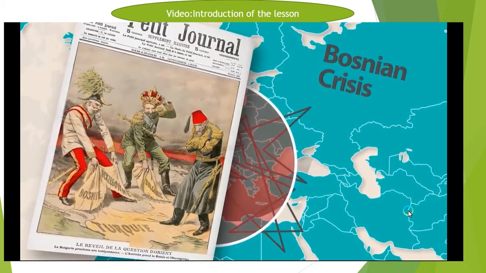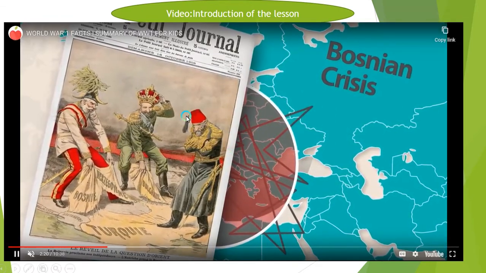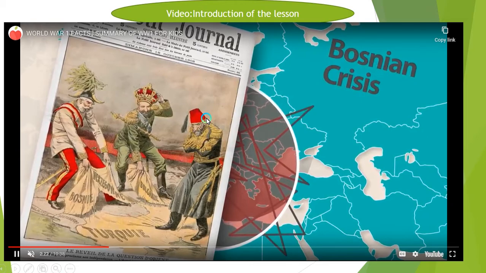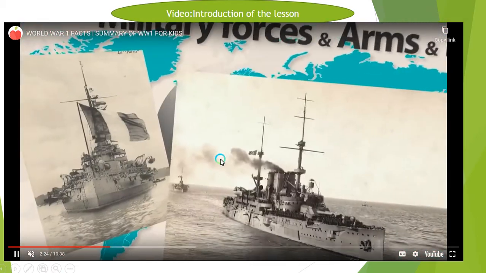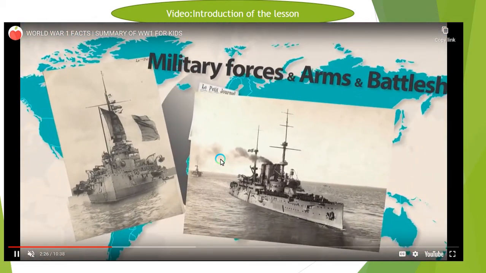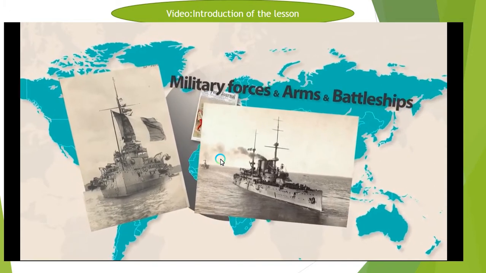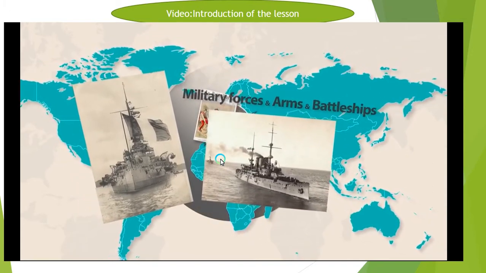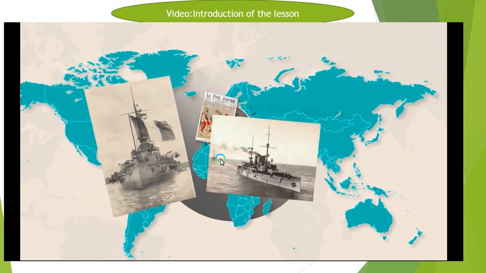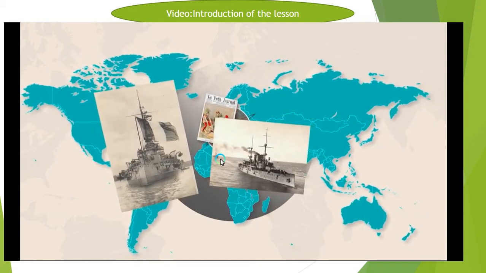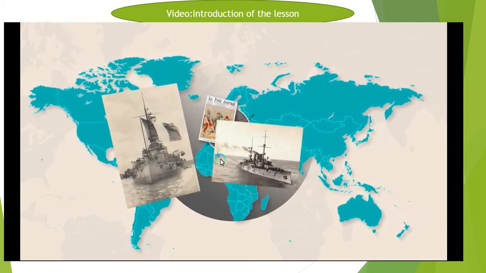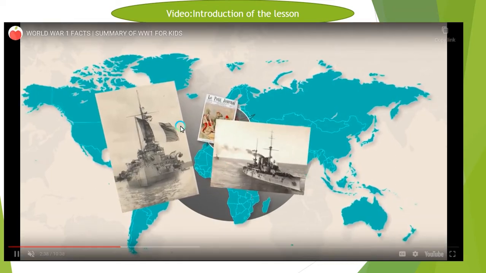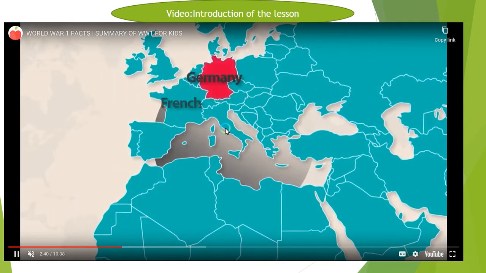The second one, the Bosnian crisis, and we're going to see here the Ottoman Empire. The Ottoman Empire started to lose many parts of its territory. So we need to make war to keep your land for yourself. And the war will start. When the war started, many things happened at that time.